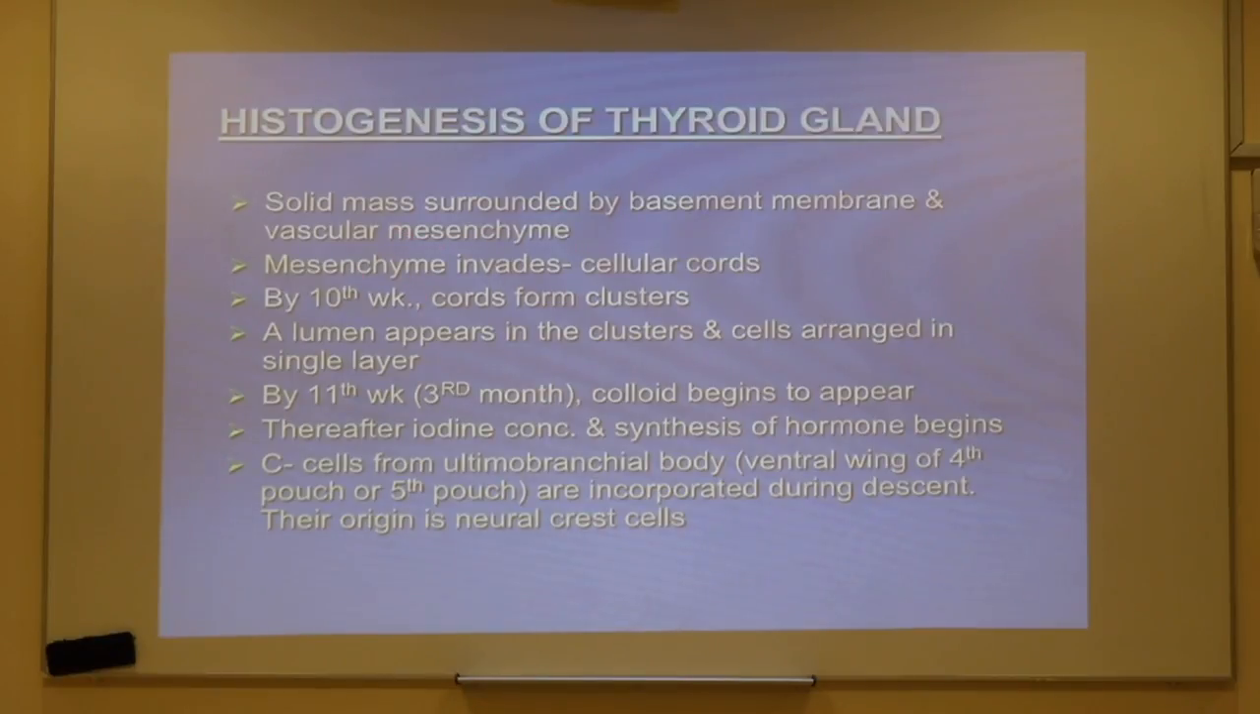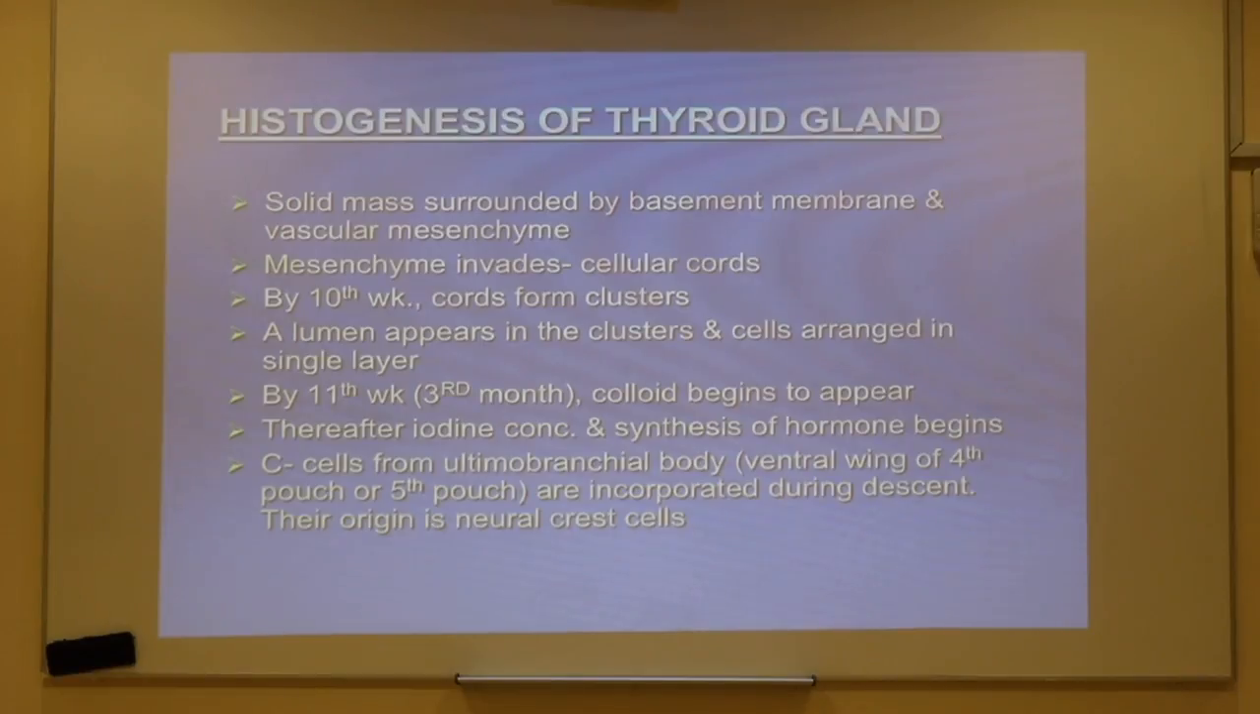The mesenchyme is going to invade the solid mass of cells, giving rise to the cords. And as these cords, during the 10th week of development, break down to form clusters of cells, then by the 11th week, within the clusters of cells, there would be colloid secretion, which gives rise to a follicular formation.